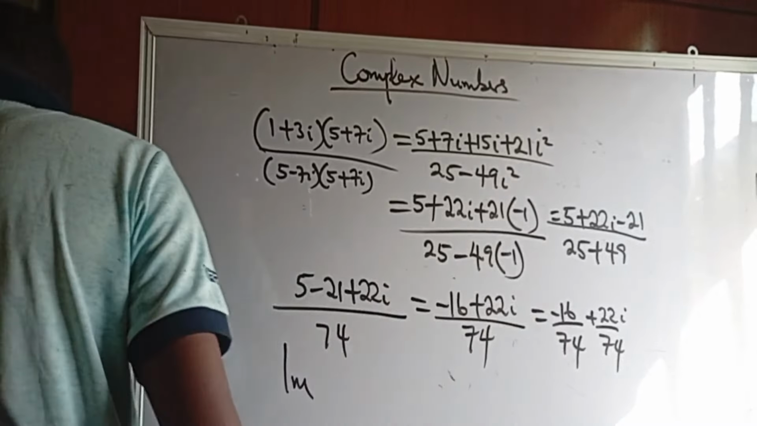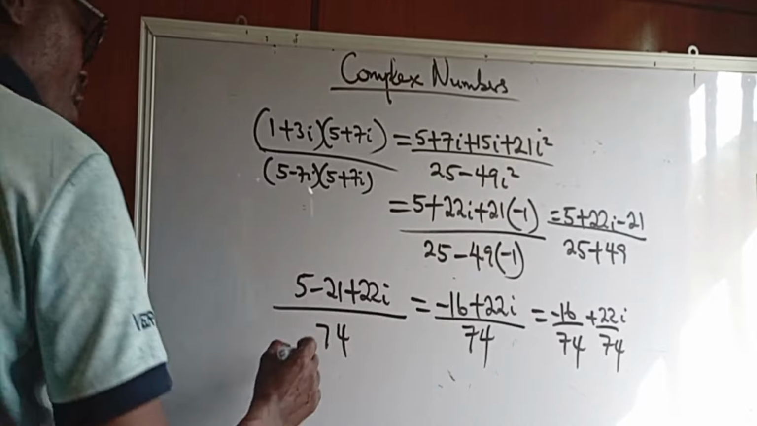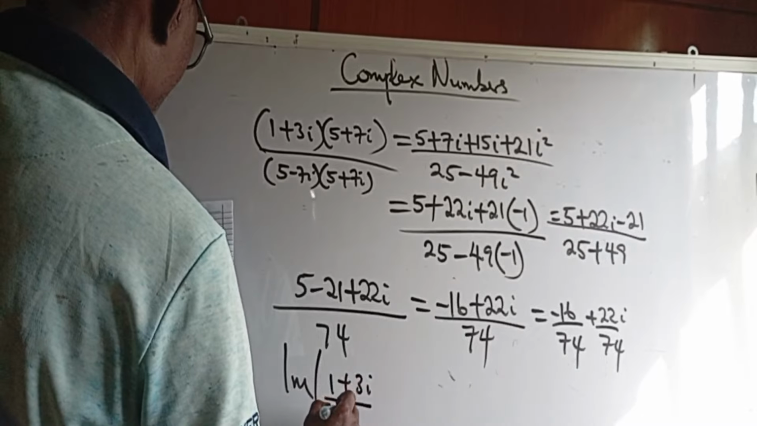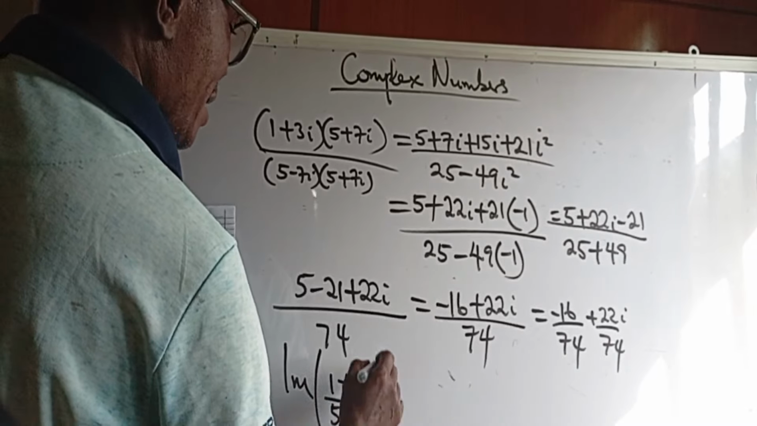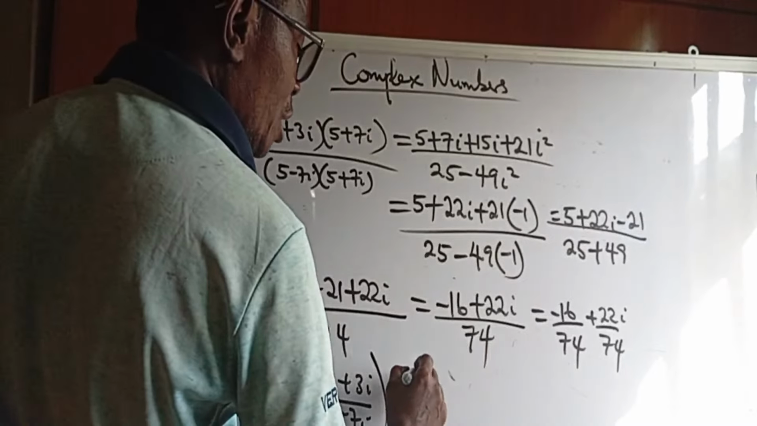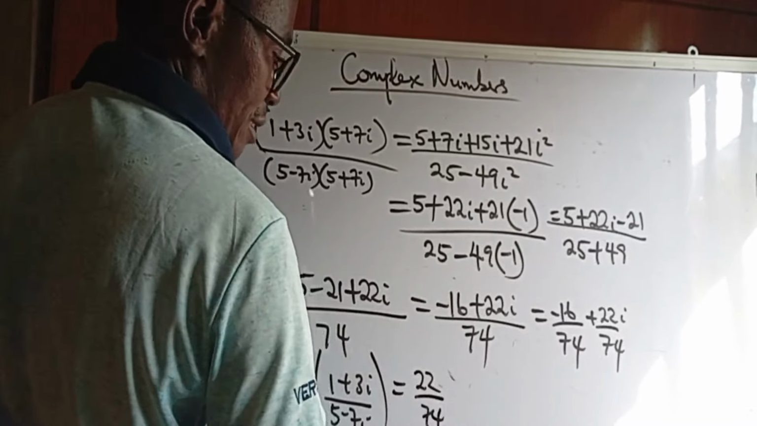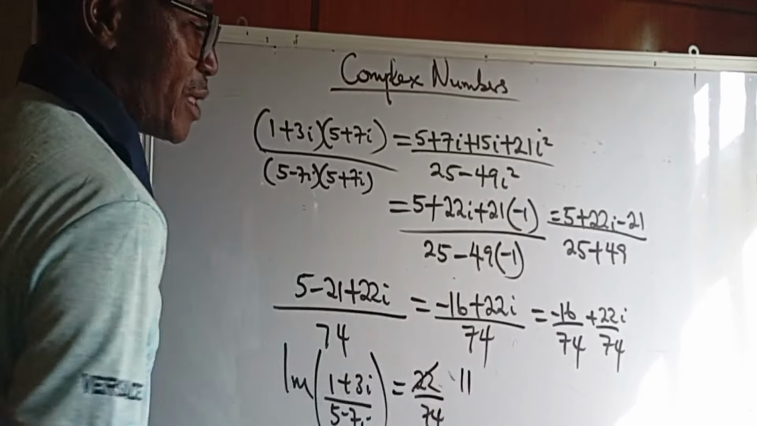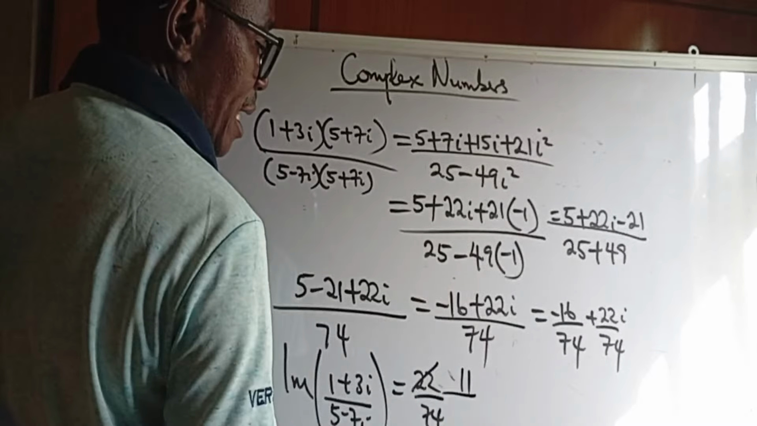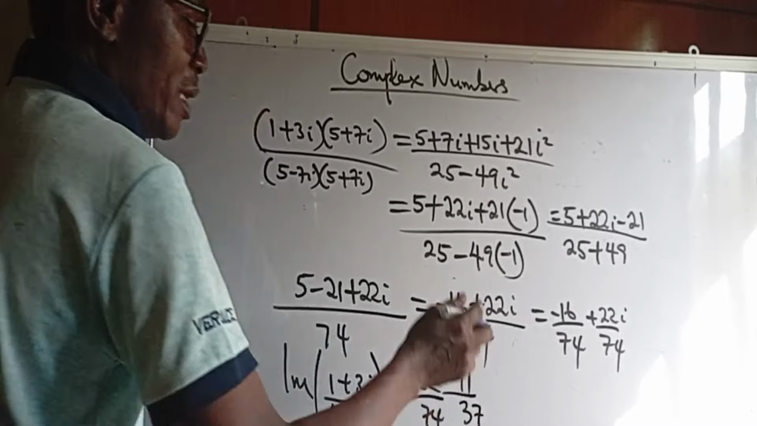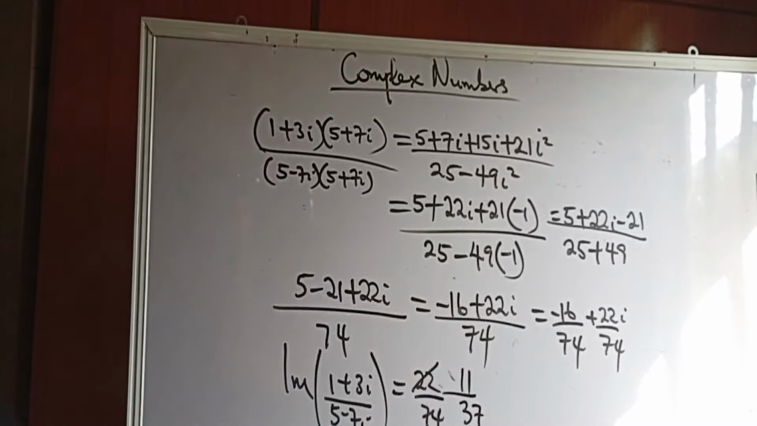What's the question? The question is the imaginary part of 1 plus 3i all over 5 minus 7i will be, you don't have time to waste, since it's an examination or test, 22 over 74. That's the imaginary part. But something can go there. You have 11, 2 in 22, that's 11. 2 in 74, that is 37. So the imaginary part of this problem is 11 all over 37.